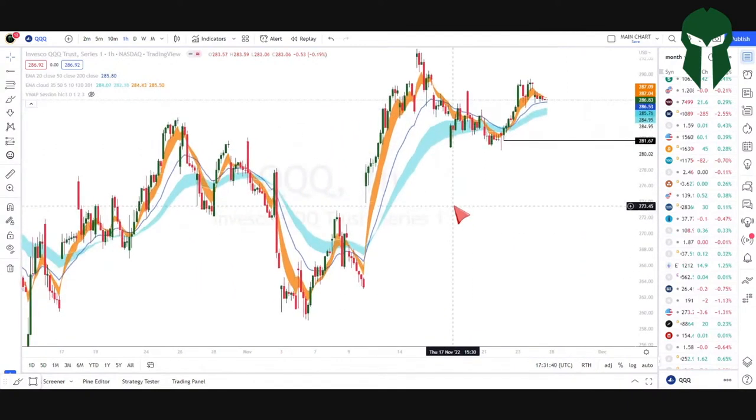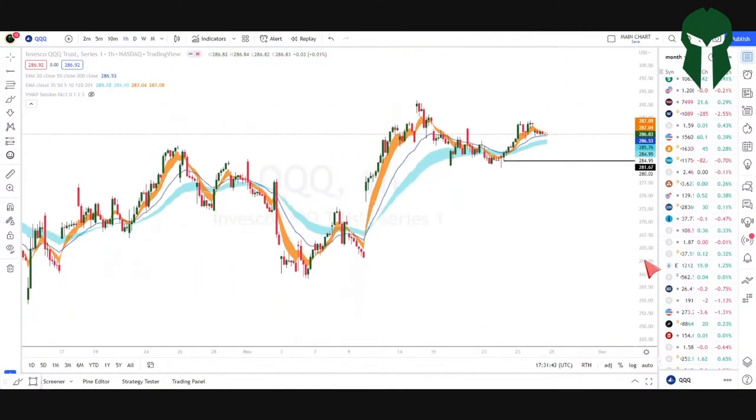That doesn't mean you enter. It just means you have a signal. That's all. And then you drill into the 10, the 5, and the 2 in order to whittle that signal down.